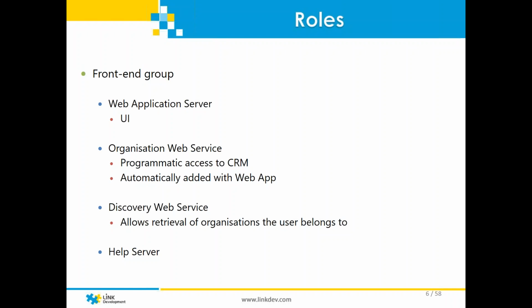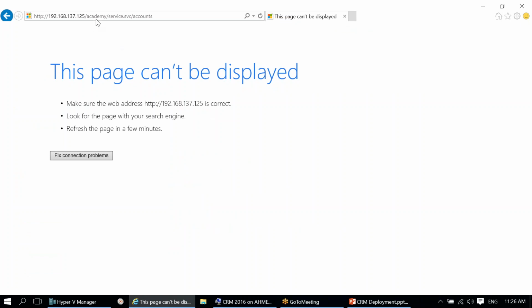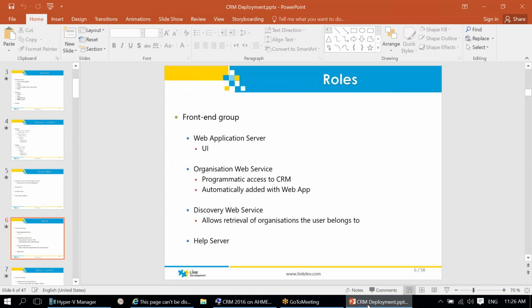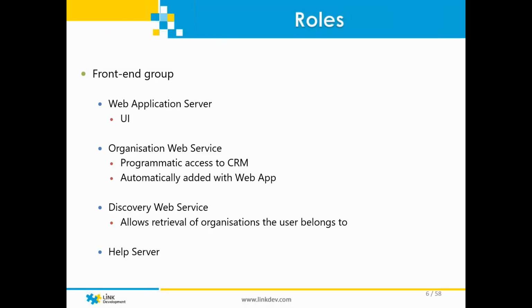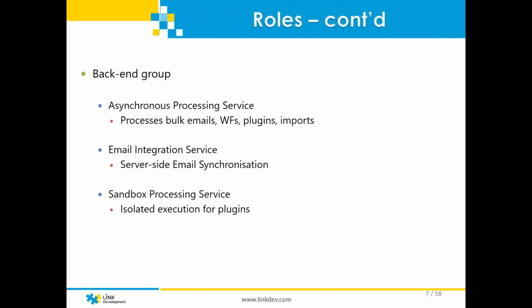It provides you a list of the organizations like this, the Academy, for example, if you have noticed. This organization is called Academy, so it provides you a list of those organizations that you belong to, that you are a user in, that you have been added to. And then there's the help server, which just provides a help interface. It's as simple as that.